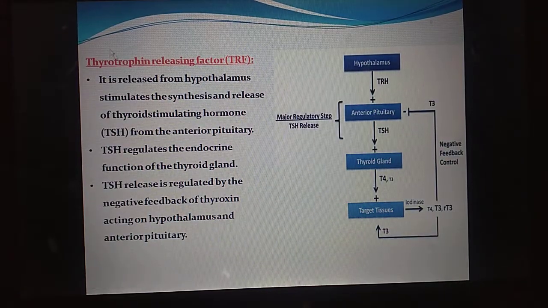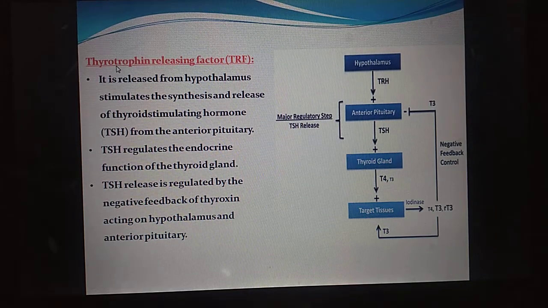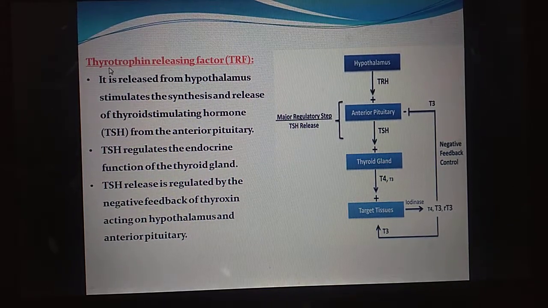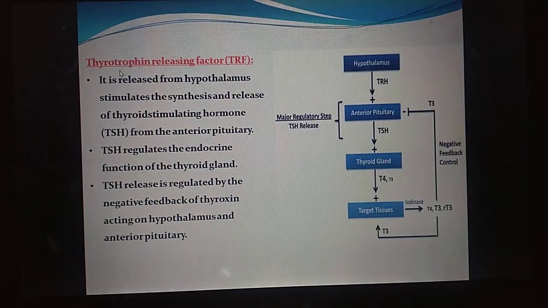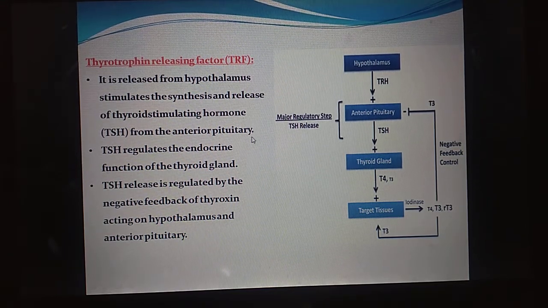Let's see. Then we are saying the next hormone which is secreted by the anterior pituitary, after we just talked about the first, the growth hormone. So the next one is thyrotropin releasing factor. Thyrotropin releasing factor is released from the hypothalamus, and it stimulates the synthesis and release of the thyroid stimulating hormone from the anterior pituitary. And the thyroid stimulating hormone regulates the endocrine function of the thyroid gland.